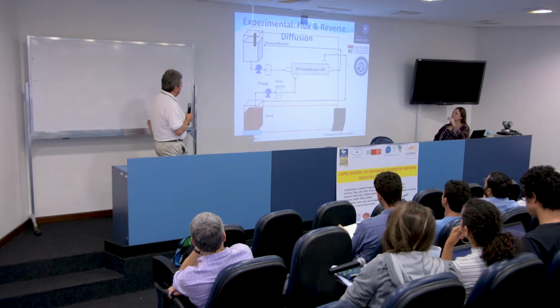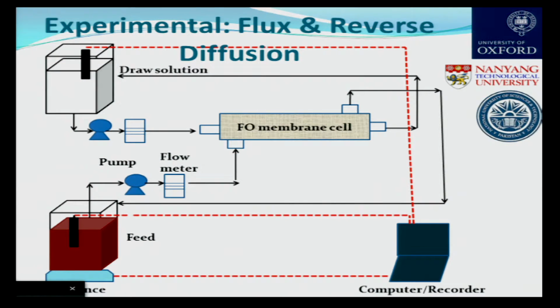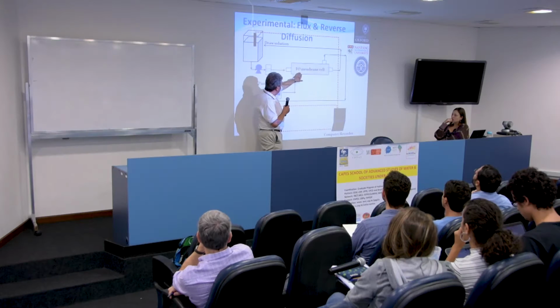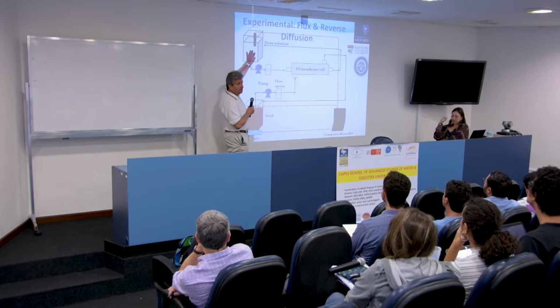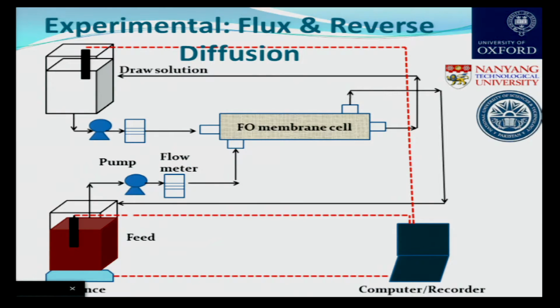So this is really a diagram of the apparatus. You can see I've got two loops. Let me talk you through them. At the heart of this, I've got the membrane cell, and I've got two circulation loops. The first one is coming out of the draw solution. It's moving through the membrane cell, and it's going back into the tank.